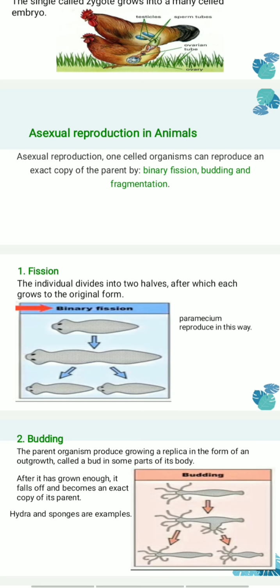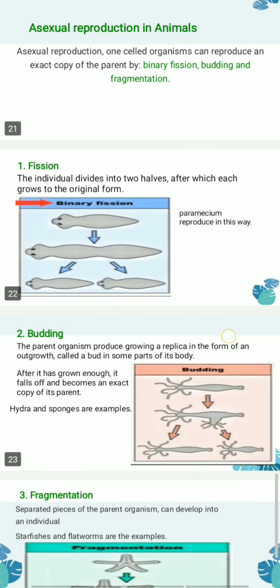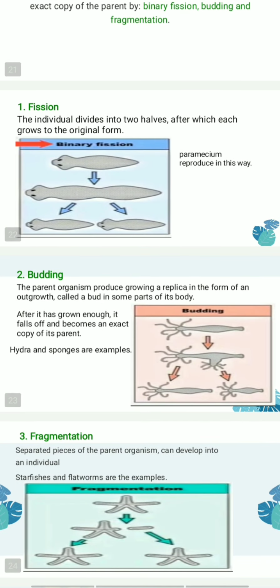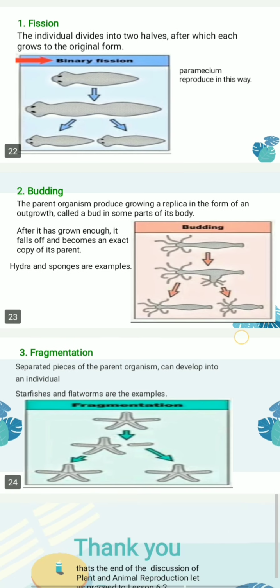This is binary fission, ito ay nagdi-divide sa dalawa. And number 2, budding. The parent organism grows a replica in the form of an outgrowth called a bud in some part of its body. After it has grown enough, it falls off and becomes an exact copy of its parent. Hydra and sponges are examples.